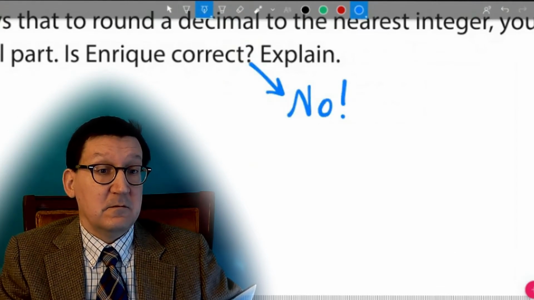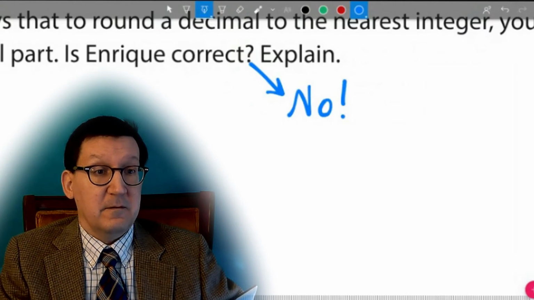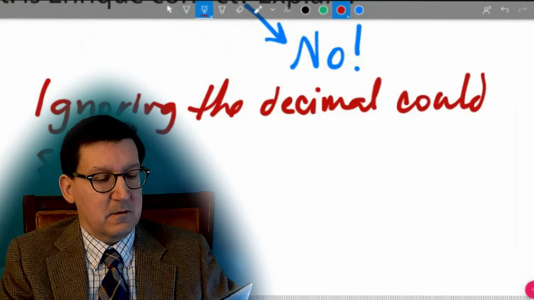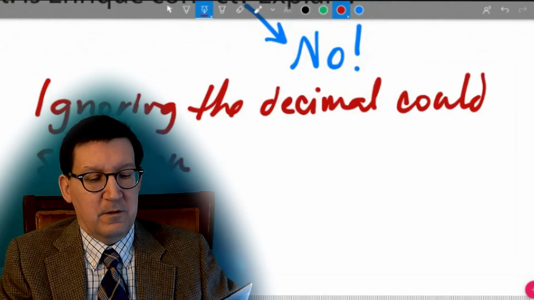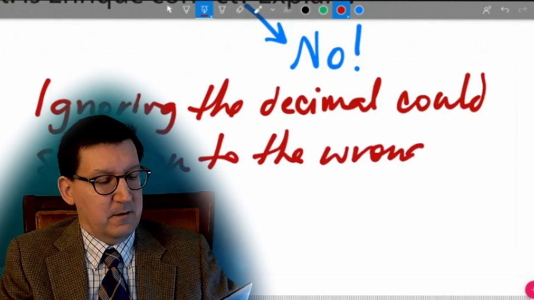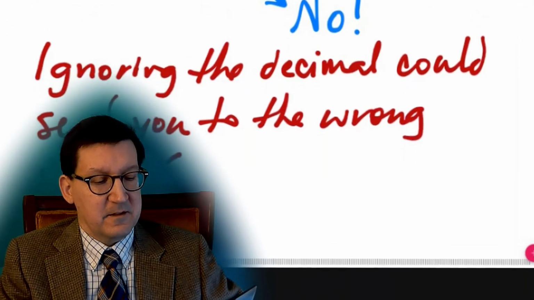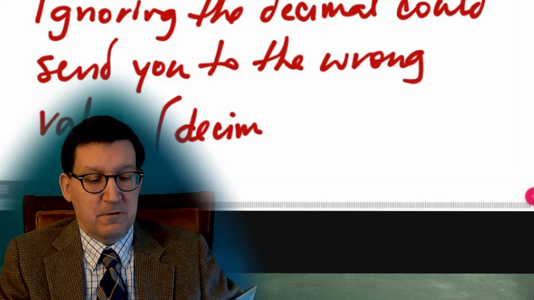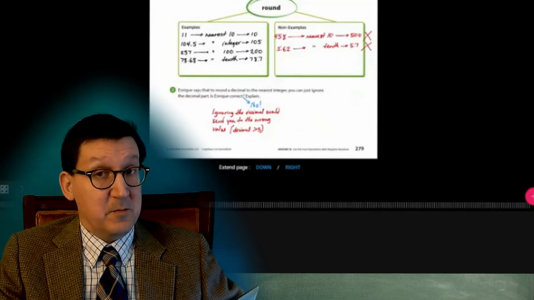Why? Well, if you ignore the decimal part, you could round to the wrong value. Ignoring the decimal sends you to the wrong value if, for instance, the decimal is greater than 5. Let's move on to 280.